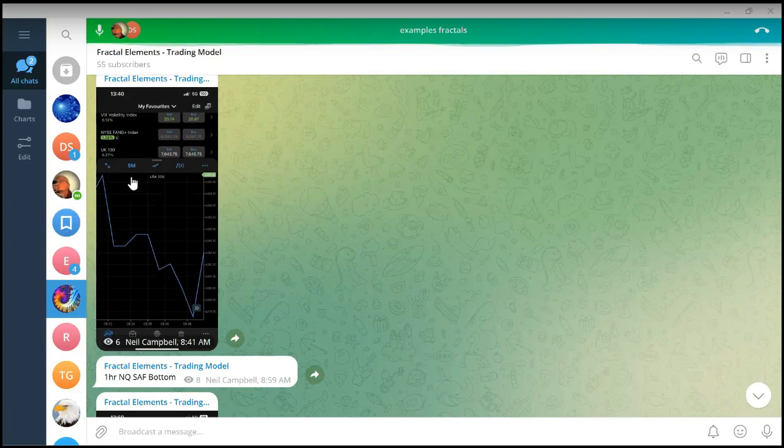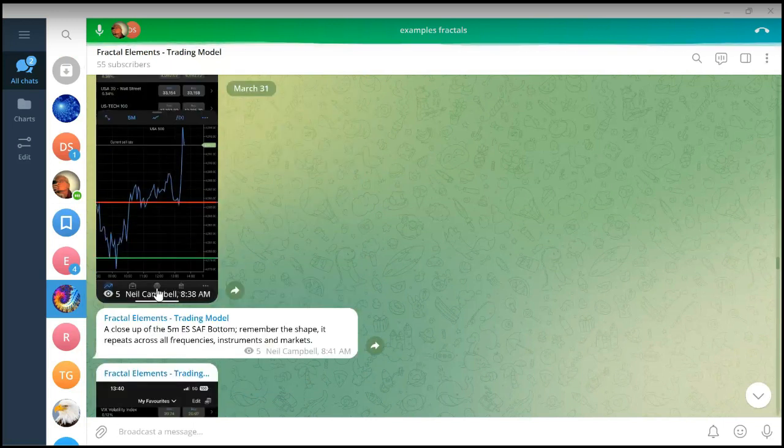1, 2, 3, 4, 5. This particular fractal is a bottom fractal. You've got the bottom here, the top here. You enter here once it starts to spike, and you put a stop there to protect yourself. And this went straight up. So again, remember it, write it down. I do that quite a bit at my desk.